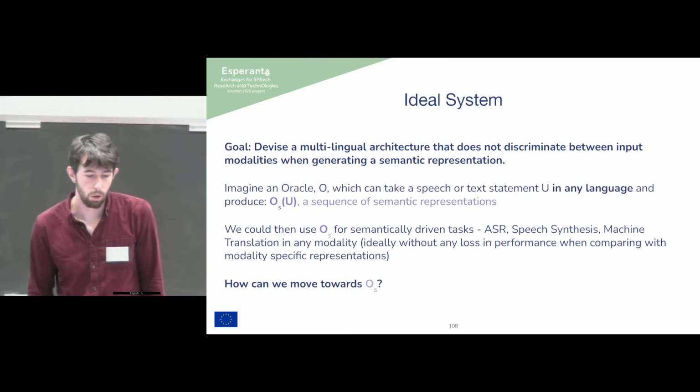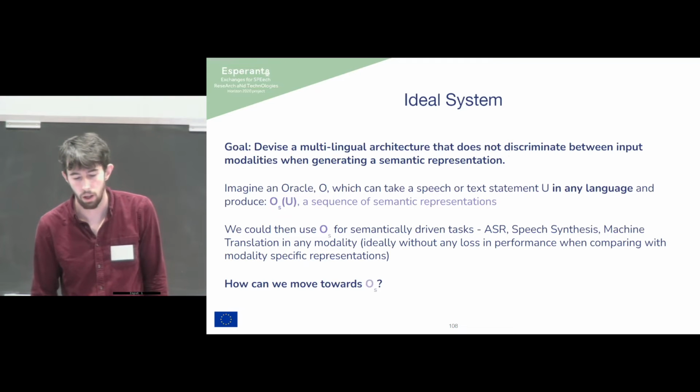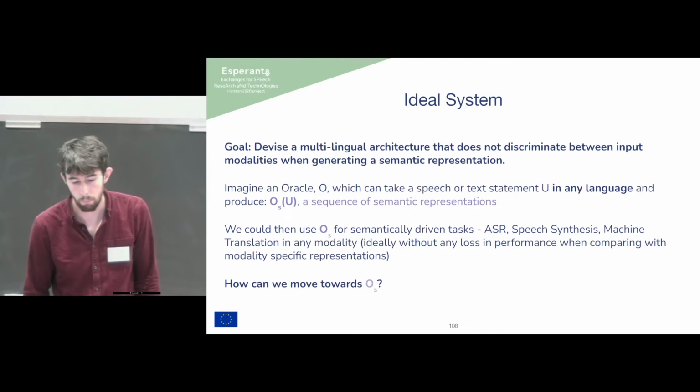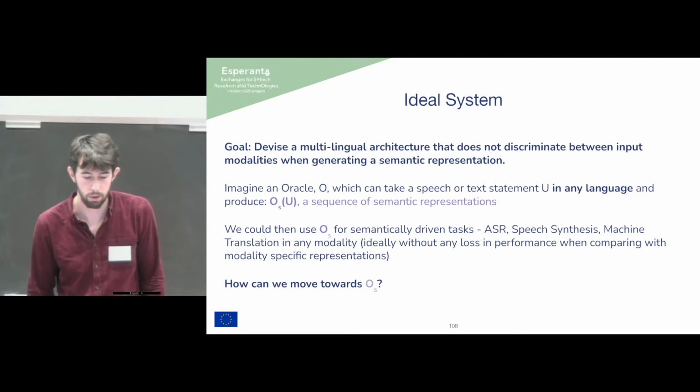So the goal was to devise a multilingual architecture that doesn't discriminate. We want a system that can take a statement, by which we mean either a speech or text sentence, in any language, and produce a sequence of semantic representations, hopefully also maintaining the paralinguistic information from speech, like speaker identity, and produce a sequence that we could then use for downstream tasks. So we thought, okay, how can we actually do this? How can we align sequences with variable length, variable input encoders? Not an easy problem in any kind of situation.